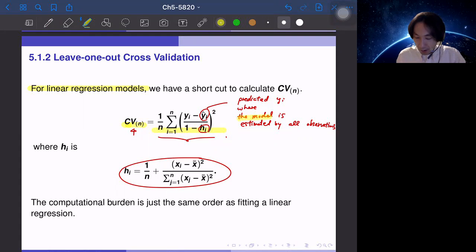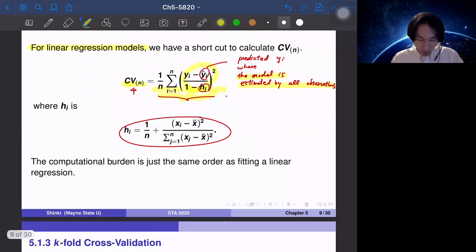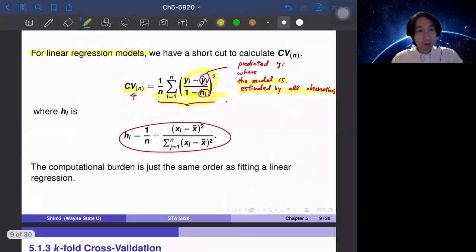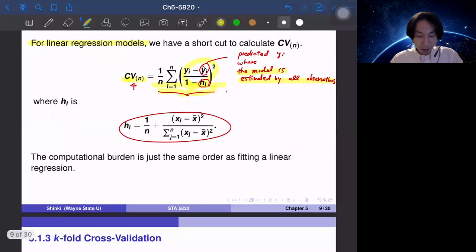But here we only have one estimation, because yi hat is the predicted yi, where the model is estimated by all observations. So we only have to estimate the model once, and it's very quick to calculate. Of course, we have to calculate this quantity, but that doesn't take much time because we just take the average of 500 numbers. But this is true for linear regression only. With linear regression, if you do some algebra, you can derive this kind of convenient formula. But for more complicated models such as logistic regression, we cannot do that.